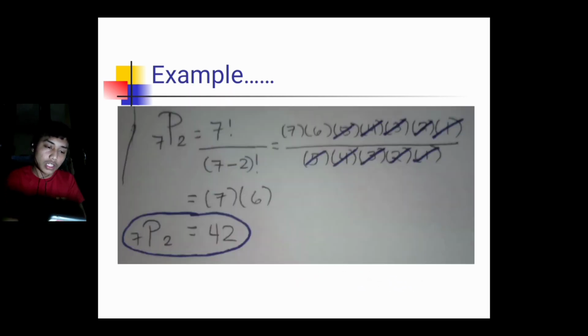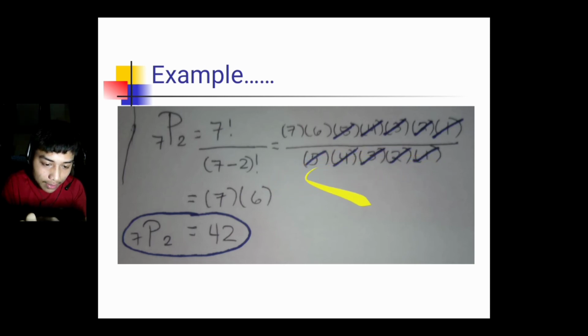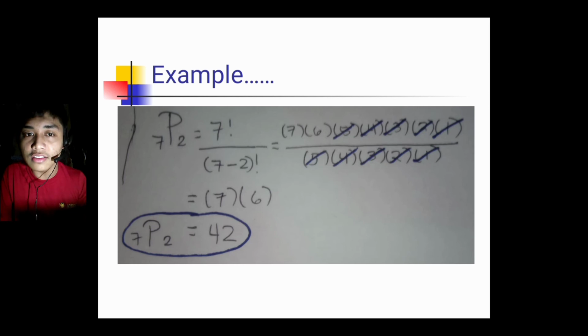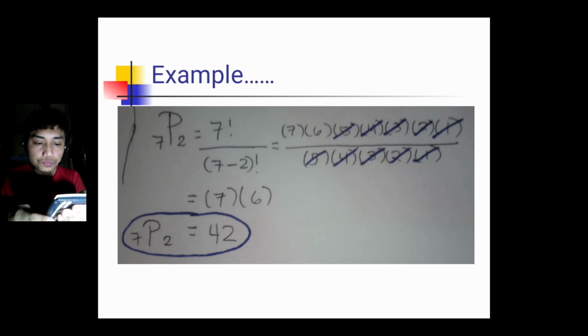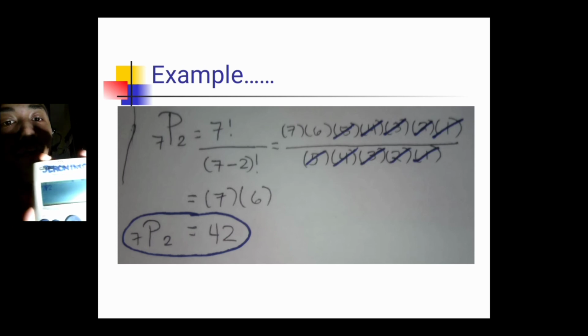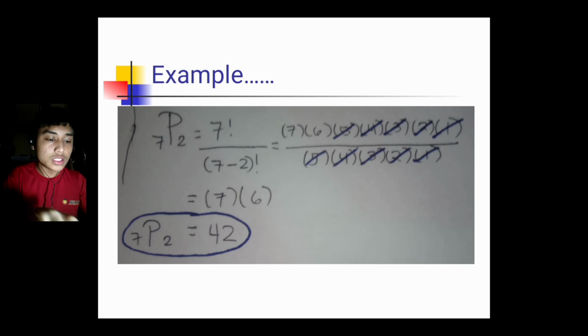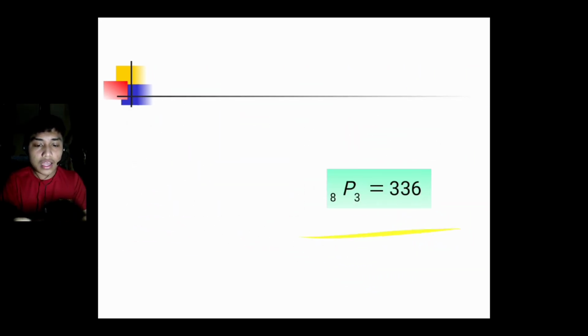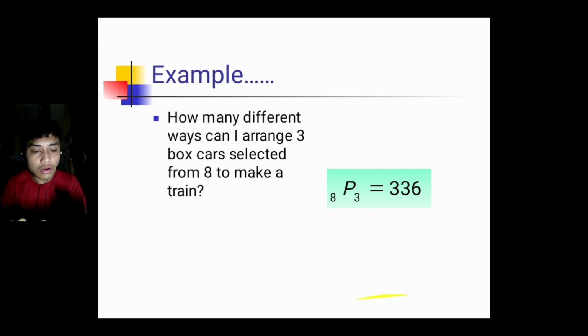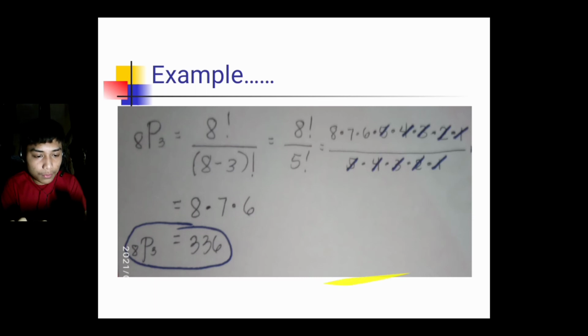So, ito yung ating computation. So, we have 7 factorial over 7 minus 2 factorial. Now, kinancel ko yung magkakaparehong 5, 4, 3, 2, 1. Ayan. Kinancel ko kasi ayoko ng sakit ng ulo eh. So, we have 7 times 6 is equal to 42. Tama ba ang sagot natin base dito naman sa calculator? So, I got 42. So, my answer is correct. So, that's why I got 42. Naulit lang ito, no? Yan lang din po yun.